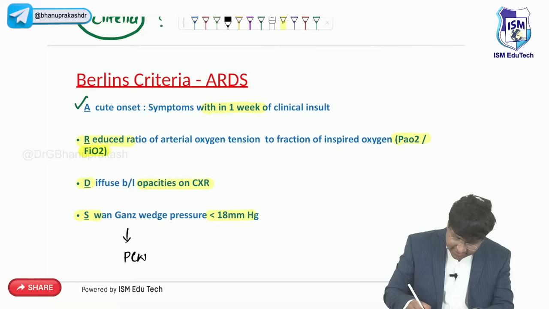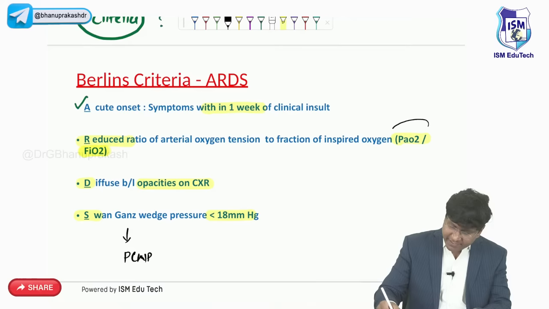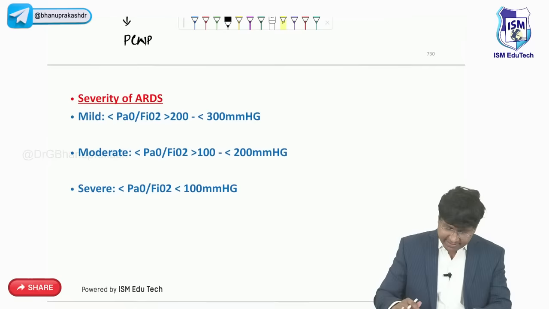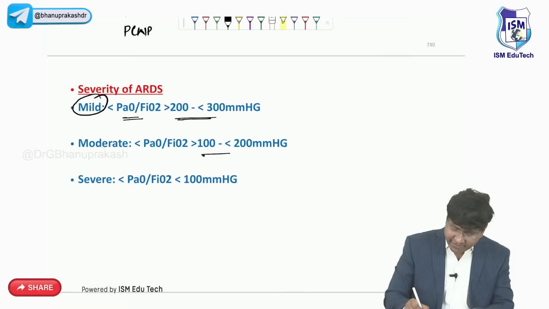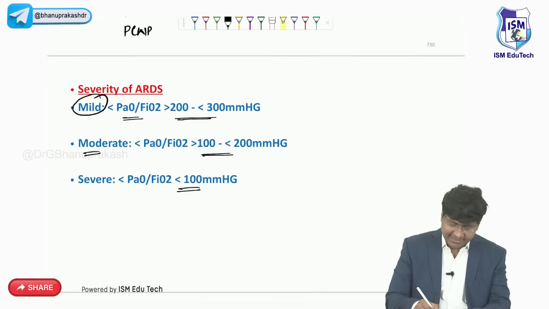And depending upon your PaO2 by FiO2, we assess the severity of ARDS. If the PaO2 by FiO2 is 200 to 300, that will be mild. If PaO2 by FiO2 is 100 to 200, that will be moderate. And if PaO2 by FiO2 is less than 100, that will be your severe ARDS.